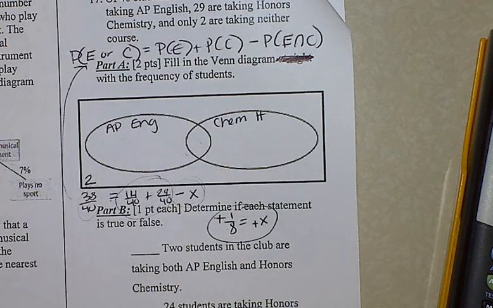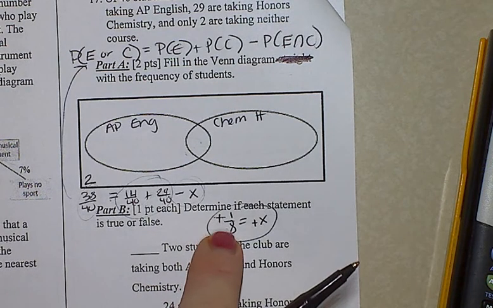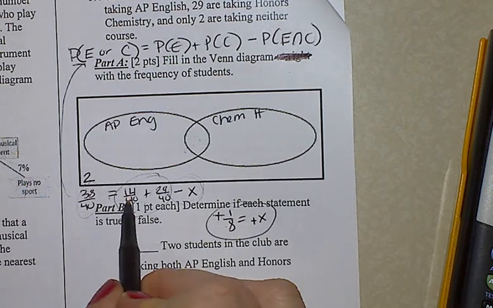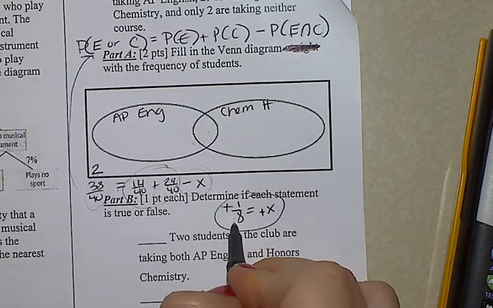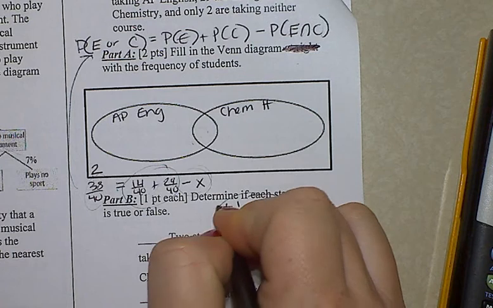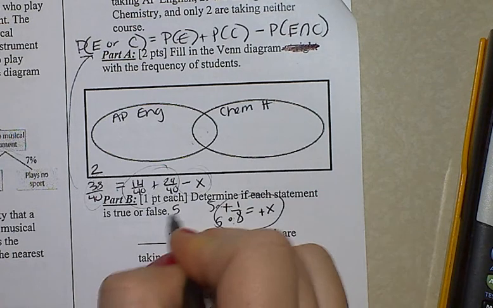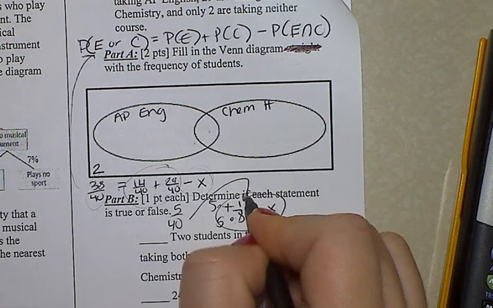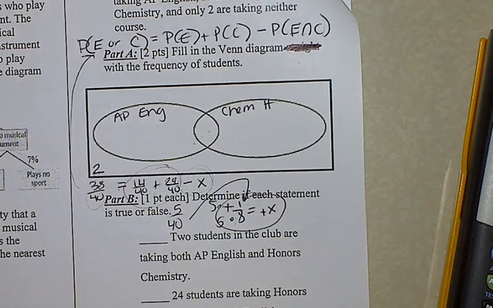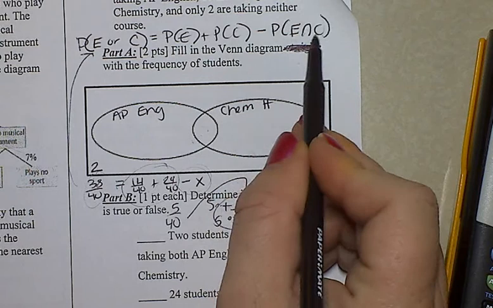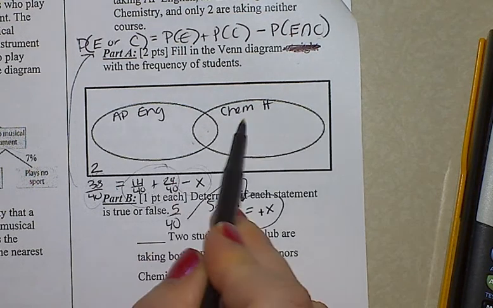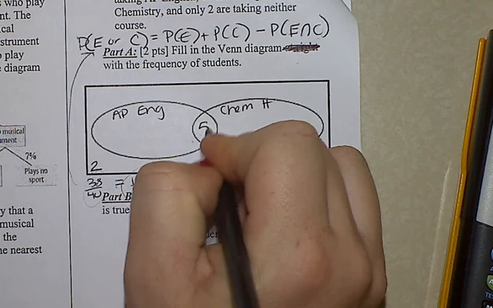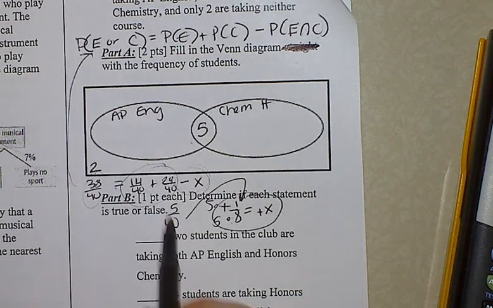But I want to change how this fraction is written. I need to keep the same value, but I want to write it so you have 40 on the bottom. That represents the 40 students. So what do I have to multiply by? 5 on top and bottom. That means that 5 over 40 is the same thing as 1/8. Remember, x was representing where they intersect, where they overlap. So how many students are in both English and chemistry? 5.